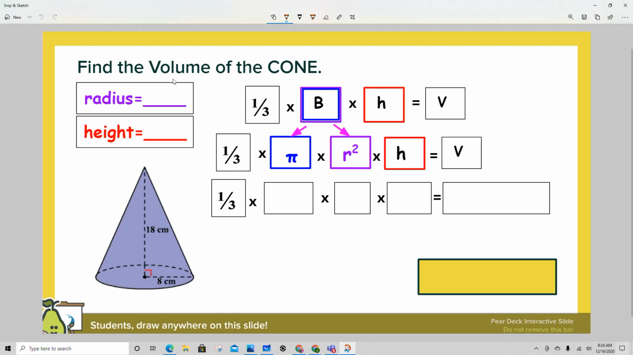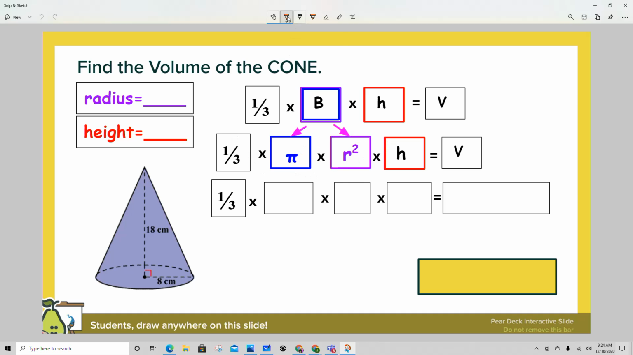So in this example, we are given a cone with a radius of 8 centimeters and a height of 18 centimeters. The formula for a cone is 1/3 times the area of the base times the height. That's going to give us volume. However, to find the area of the base, since it is a circle, we use the formula pi r squared. This is going to give us our area of the base. So instead of multiplying 3 things, we actually end up multiplying 4 things when finding the volume of a cone.